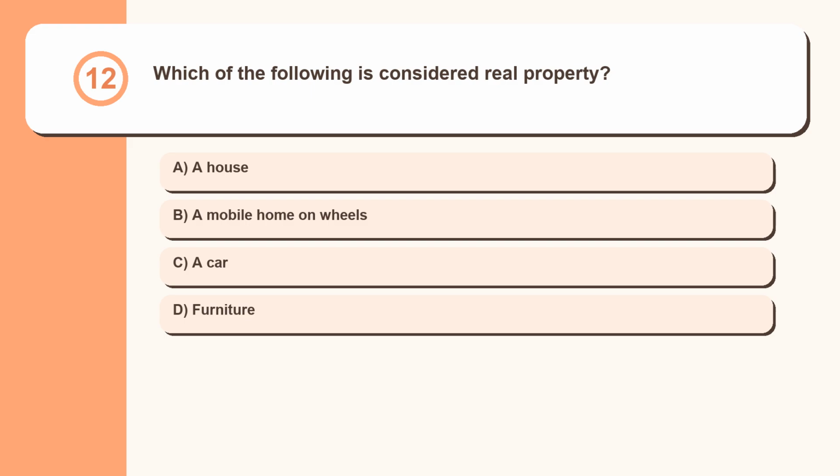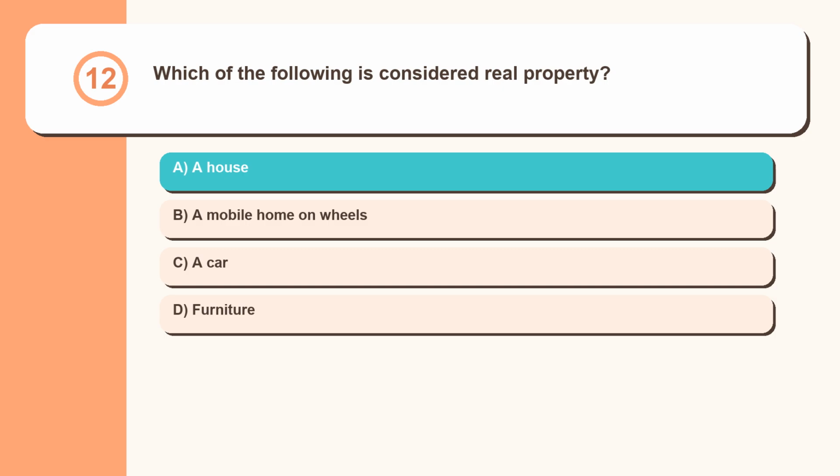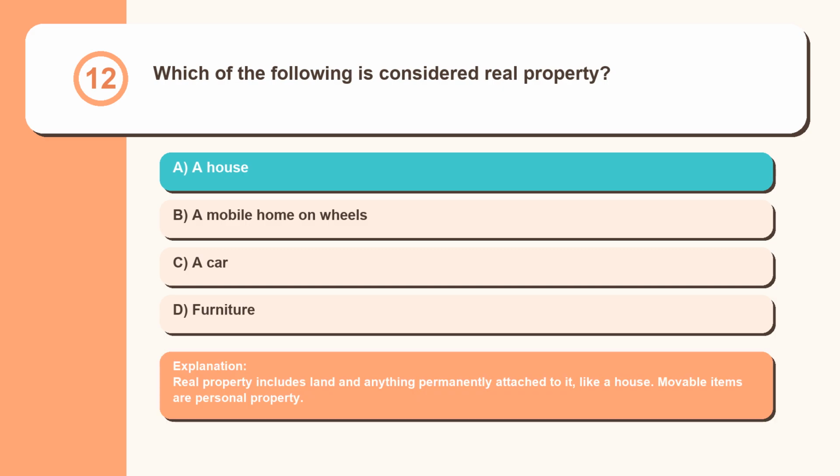Question 12. Which of the following is considered real property? A house, a mobile home on wheels, a car, furniture. Real property includes land and anything permanently attached to it, like a house. Movable items are personal property.